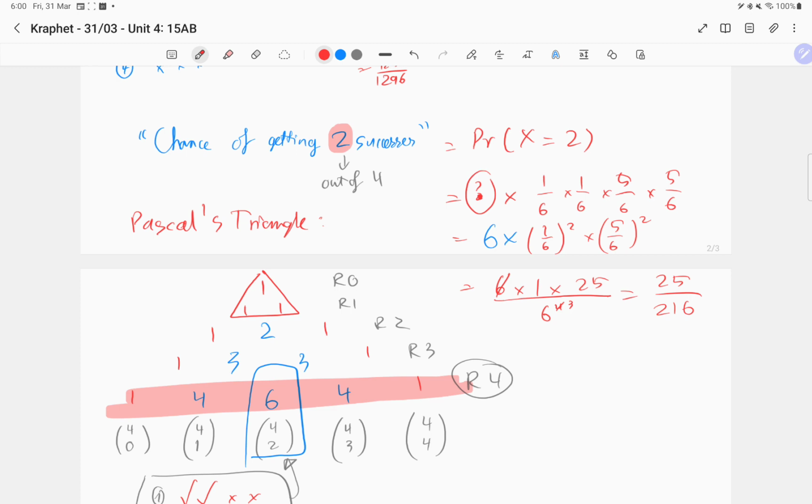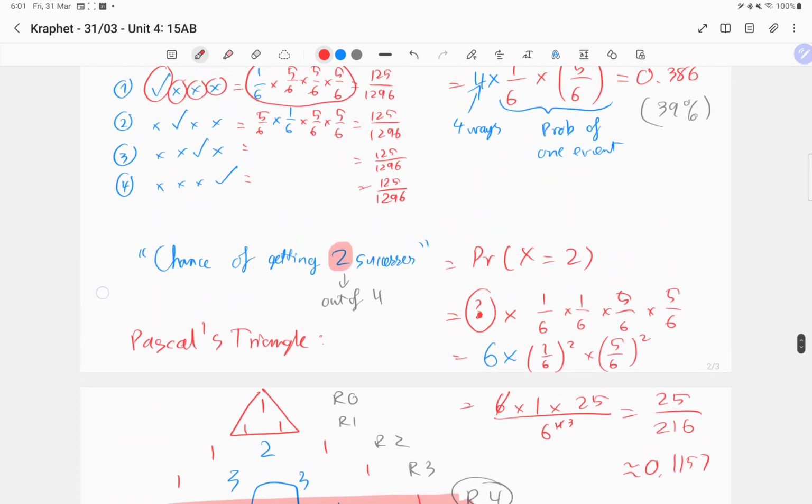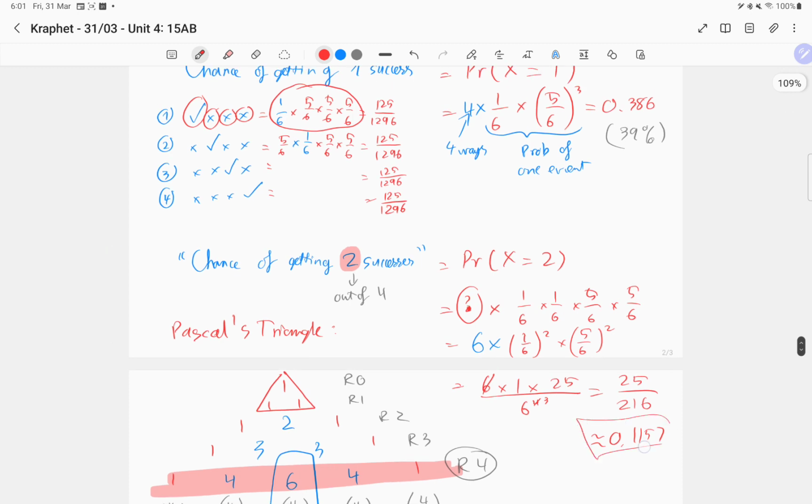If you were to actually calculate that, it would be roughly 0.1157, or roughly about 12%. As you can see, it's getting a little bit lower. The chance of you getting 1 success is a lot higher than getting 2 successes. And when you think about it, it makes sense. The chance of getting a success is only 1 out of 6. So the more successes you want, the lower the chance of you actually getting that result.